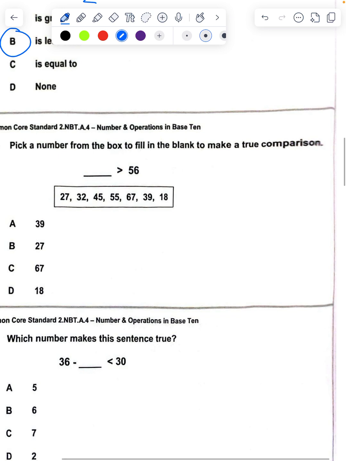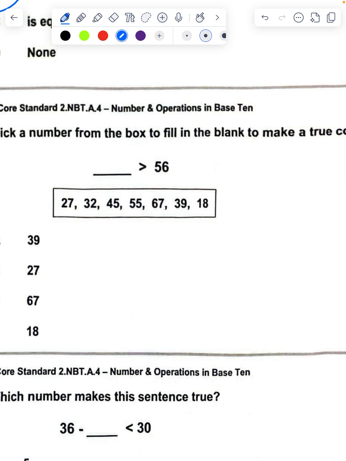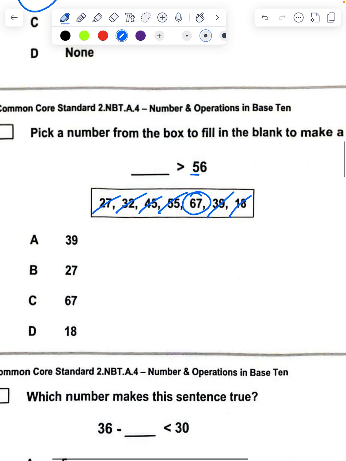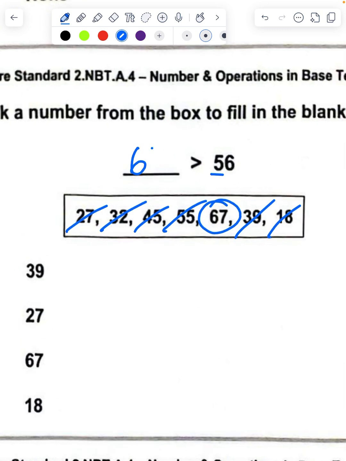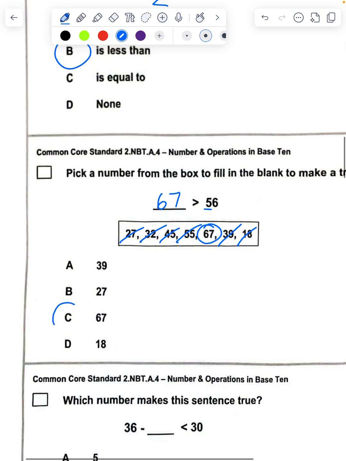Next it says, pick a number from the box to fill in the blank to make a true comparison. So whatever number goes here has to be greater than 56. So not 27, not 32, not 45, not 55. 65 can be greater. 39 is less than. 18 is less than. So the answer would be 67.